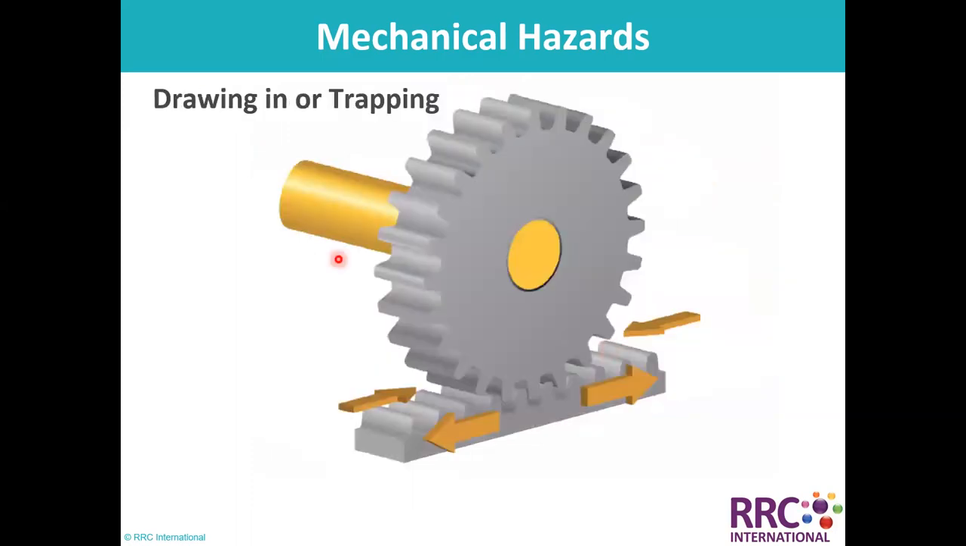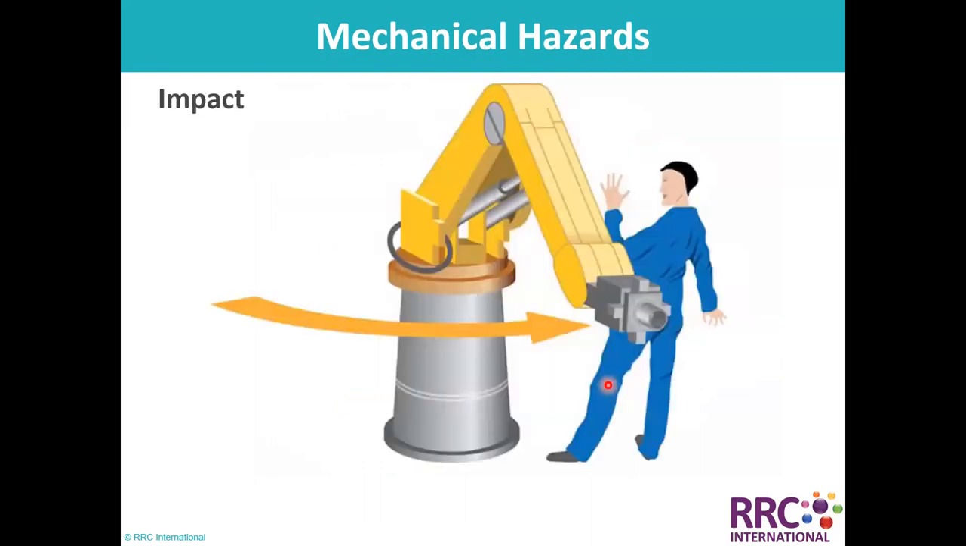Then next is a drawing-in or nipping-in or trapping hazard. If your hand comes over here or any part of the body comes over here, we call it drawing-in. And next is impact. Impact is when the moving part of the machine is going to hit you.